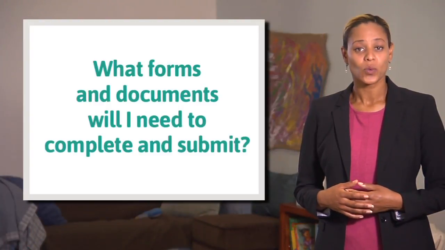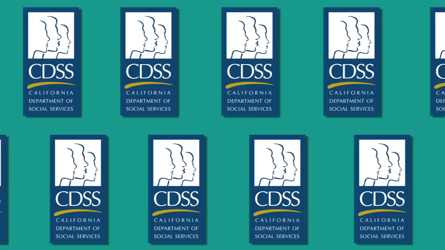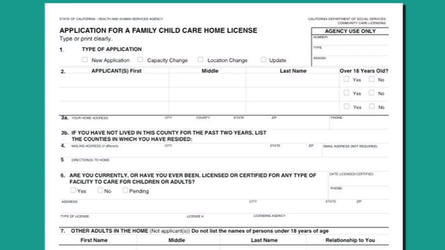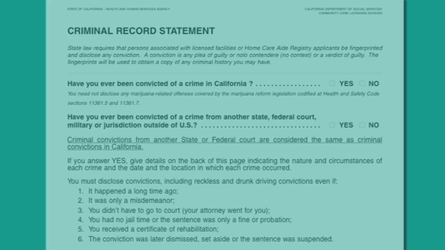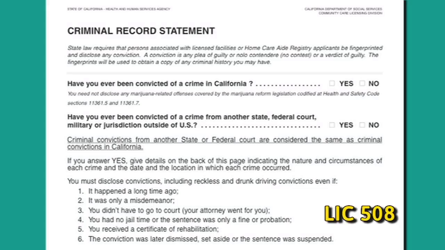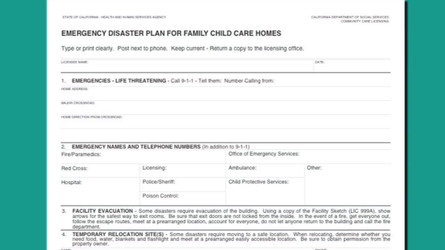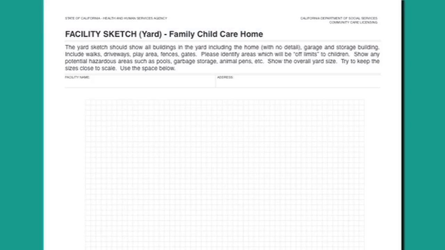What forms and documents will I need to complete and submit? There are several different forms you're required to complete and submit. Licensing forms appear as the host names them. They are an application for a Family Child Care Home License, LIC 279, a Current Children in Your Home Report, LIC 279B, all required criminal record statements, LIC 508, an Emergency Care and Disaster Plan, LIC 610A, and a Facility Sketch, LIC 999A. Host on screen.